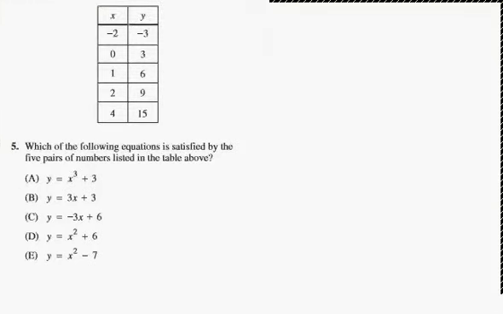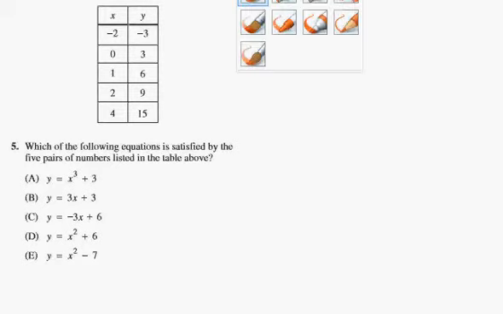All right. So this is another question from an SAT practice test. Basically, they give you a couple of equations, and they're asking which equation satisfies all the numbers listed in this table. The table gives you values for x and the corresponding values for y. There are a couple of ways to do this.